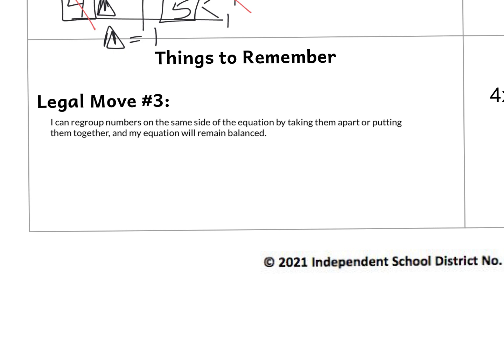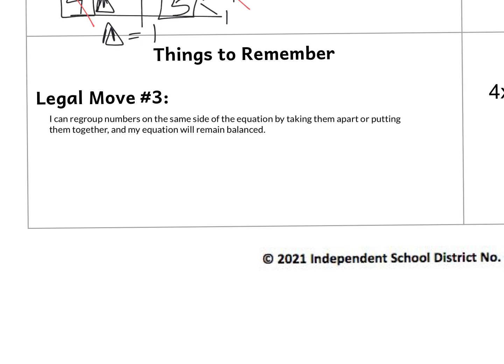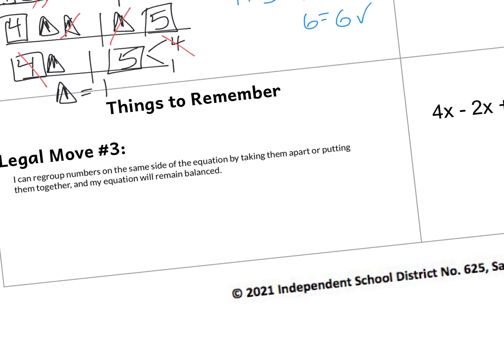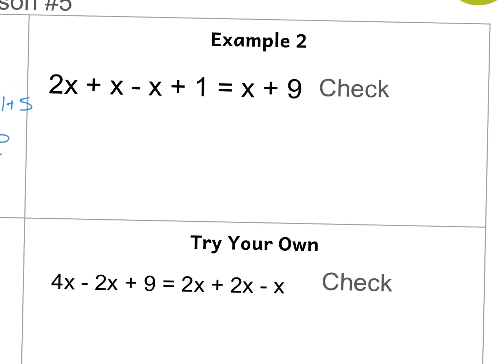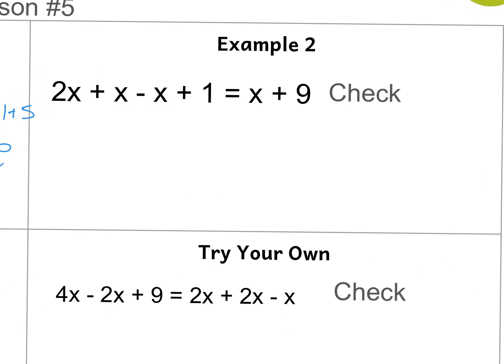All right, so let's look at another example. If you need to pause and make sure you get all that written down. So what I'm going to do is move up to our example 2. Now, if you want, you can pause the video and try this one out on your own, and then you can check your work. Or if you still need me to do another example, you can follow along.